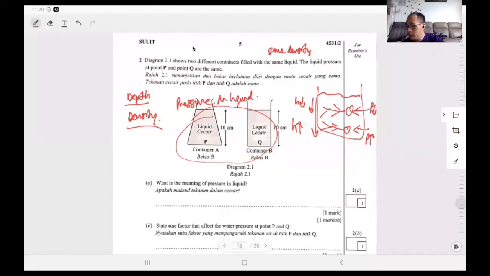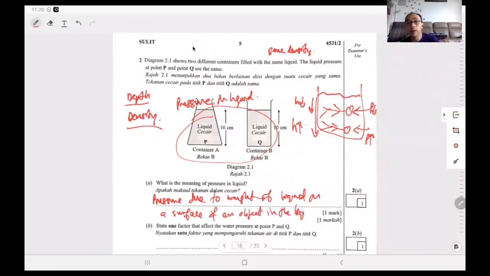Okay, so pressure in liquid is pressure due to the weight of liquid on a surface of an object in the liquid. Okay, so the more liquid, the bigger the weight of the liquid on you, the bigger the pressure you feel. Which is why the deeper you go into the water, because there's more water on you, you feel more pressure.